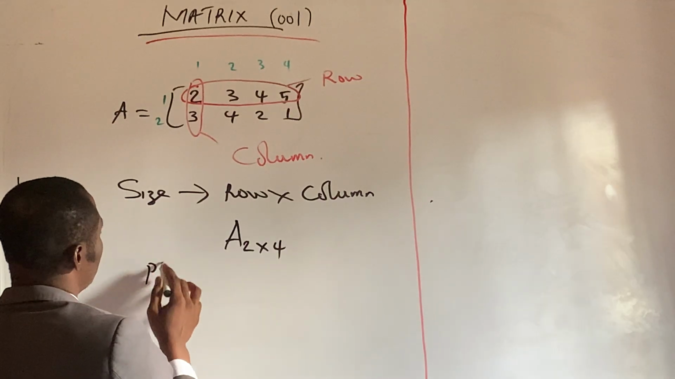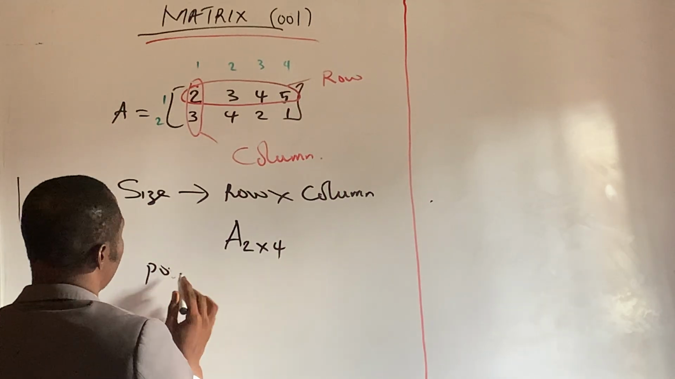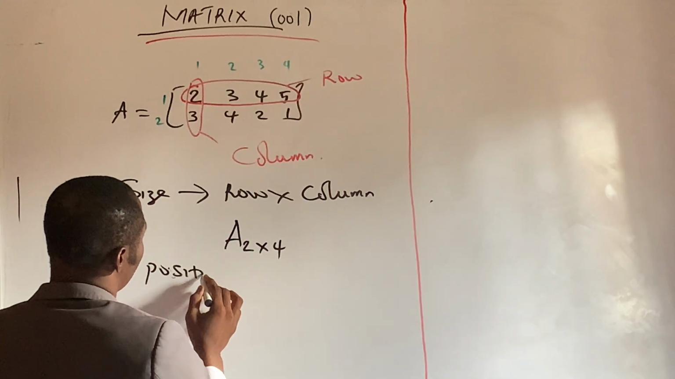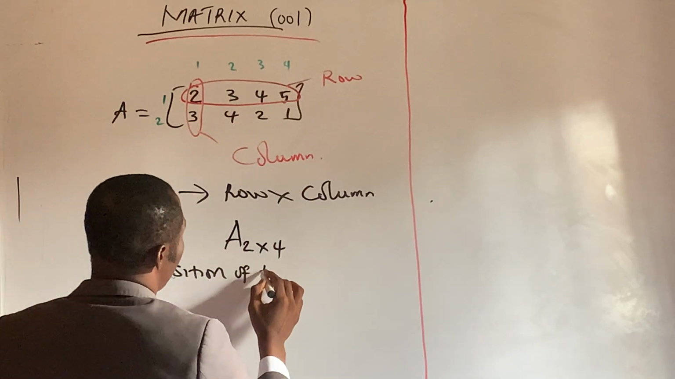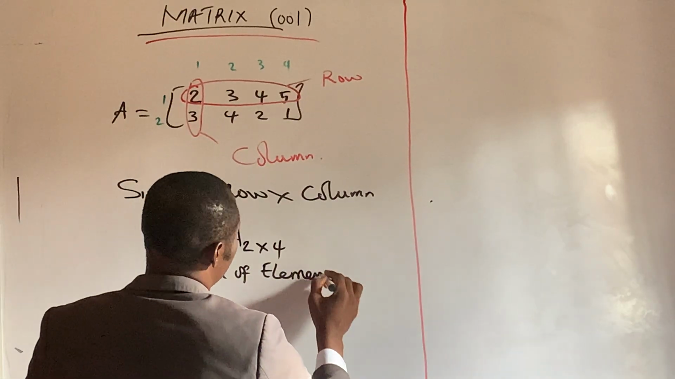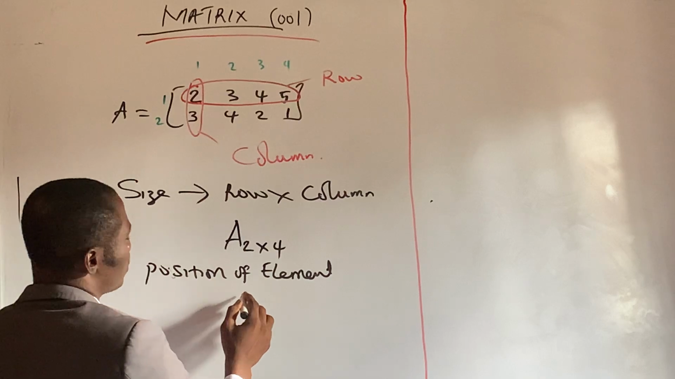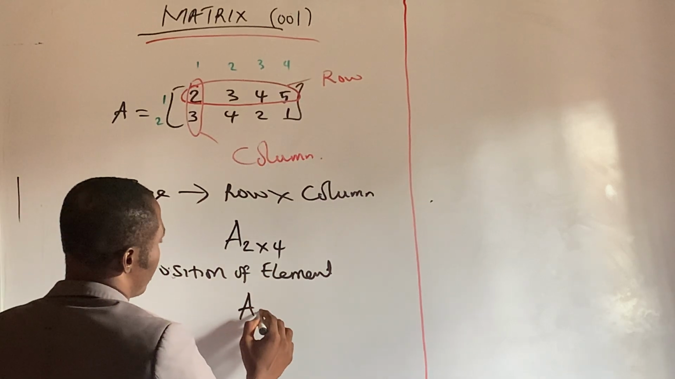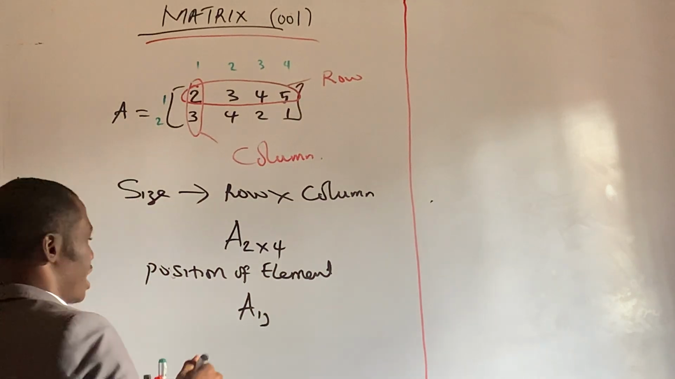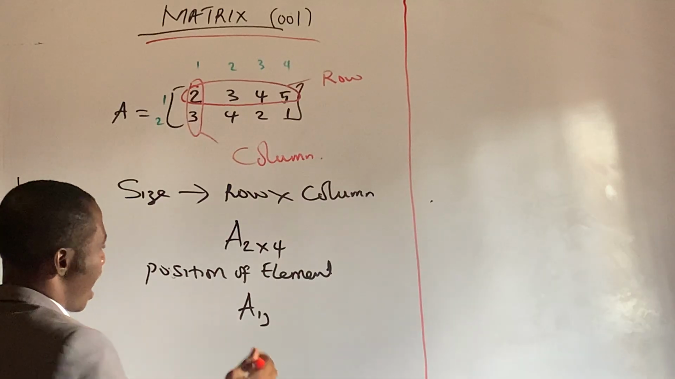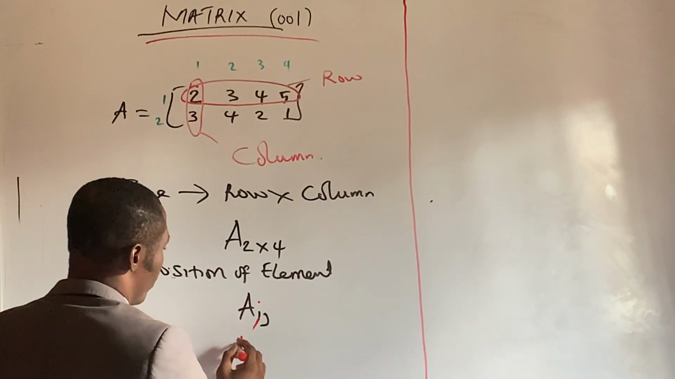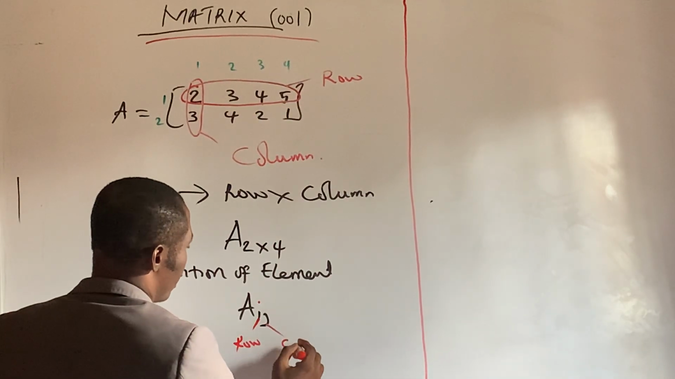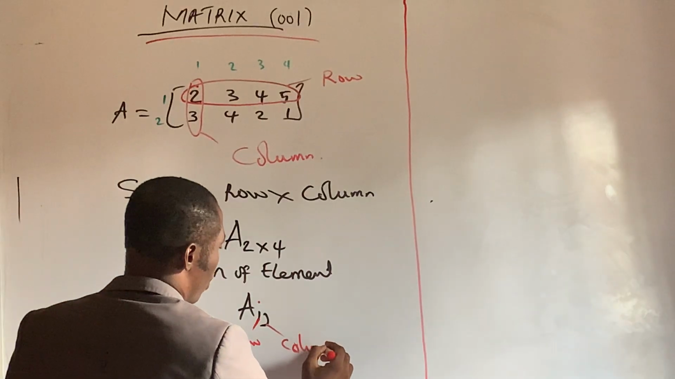Now, to find the position of elements in a matrix, you need to know that you will use the formula Aij, where i is the row and j is the column.